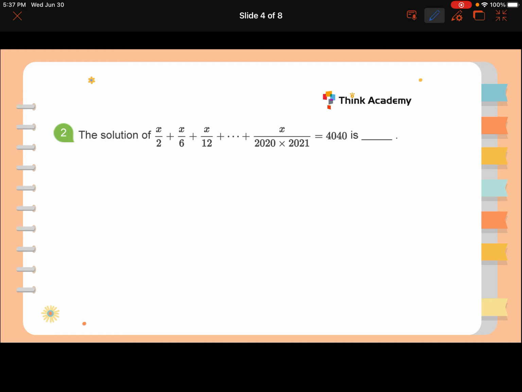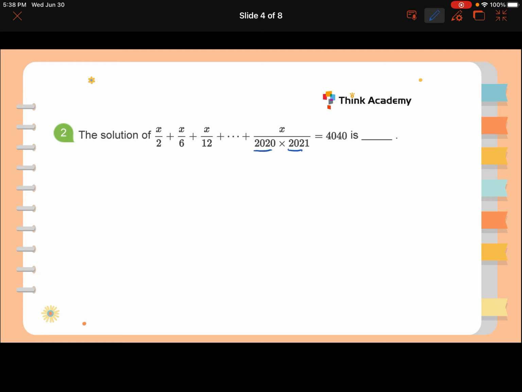Now for the next one. The solution of this equation, x over 2 plus x over 6 plus x over 12 and so on, plus x over 2020 multiplied by 2021, equals 40. How do we solve this equation? So the left-hand side contains x, but it still has a similar format as the previous two questions. You can get a hint from the last term because it's a product of two numbers, 2020 and 2021.